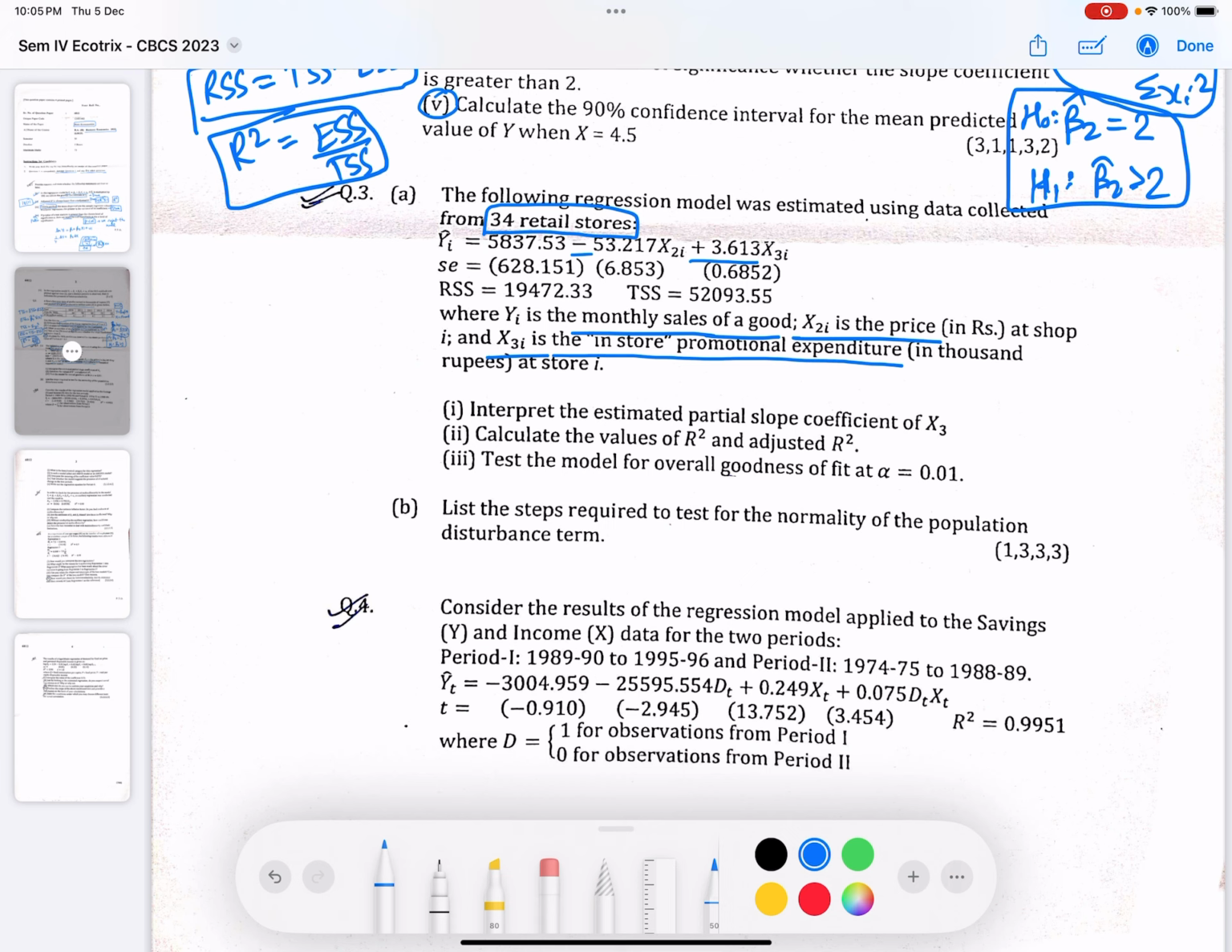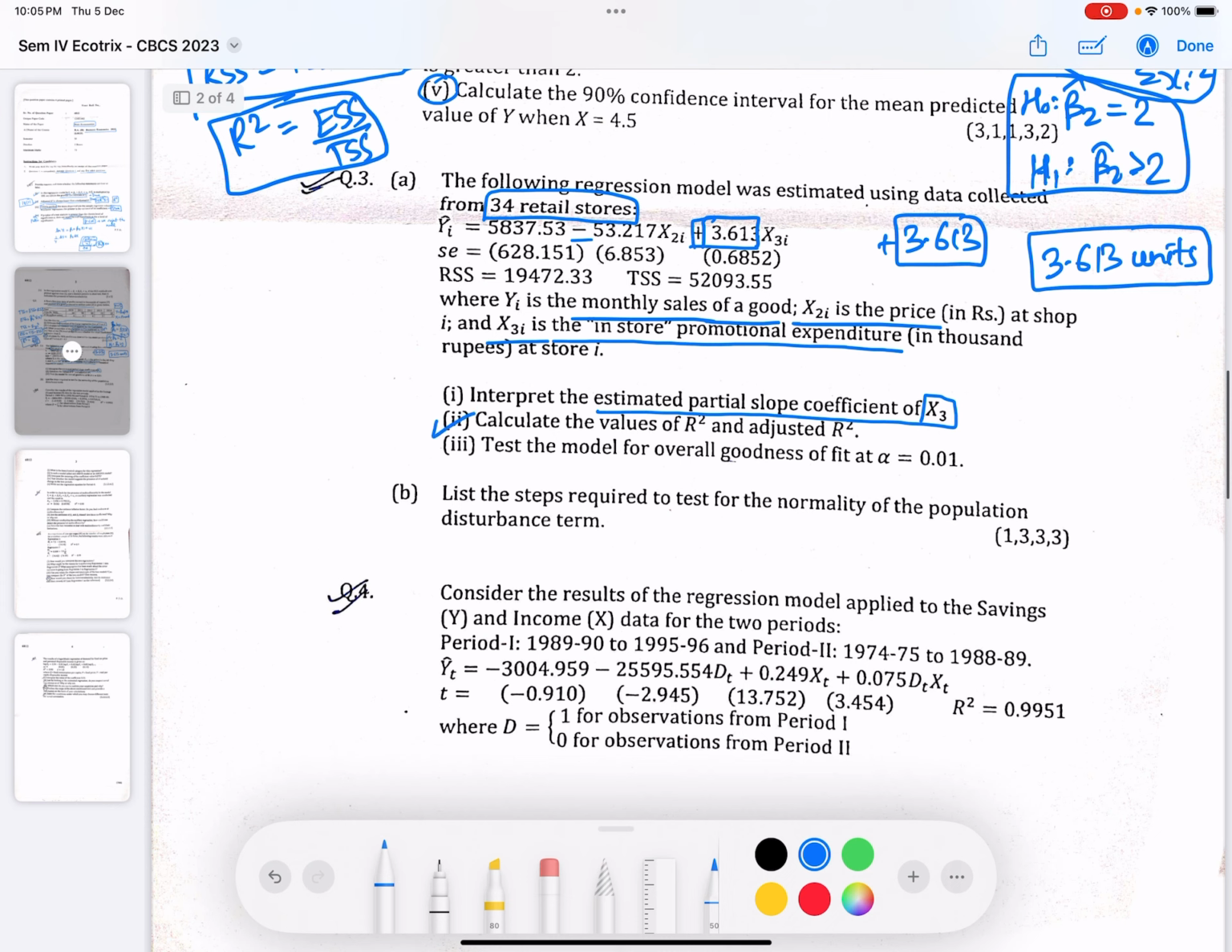Now in the first part, you are supposed to interpret the estimated partial slope coefficient of x3. The coefficient of x3 is positive 3.613, and this is in thousands. So if you increase the in-store promotional expenditure by 1,000 rupees, it is expected that monthly sales would increase by 3.613 units. Okay, I hope this is clear.